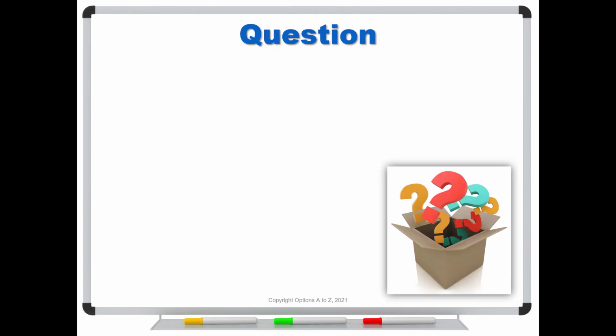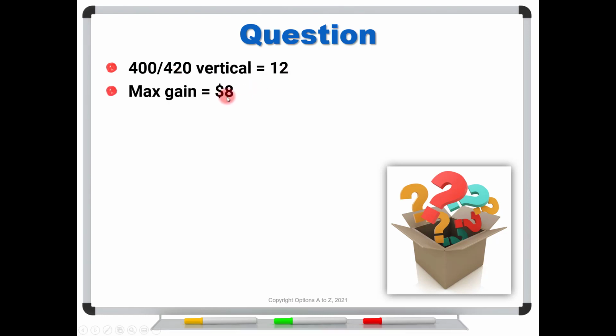Let's say that on one hand, the stock is trading at 400, and we're looking at the 400-420 vertical spread. And we throw it into a pricing model, and it says that it's worth 12 bucks. So notice that because the difference in strikes is 20, that's the most the spread could ever be worth, is 20 points. And because we paid 12, the maximum gain to us, or the max profit, is therefore 8. Well, hold that thought for a moment.